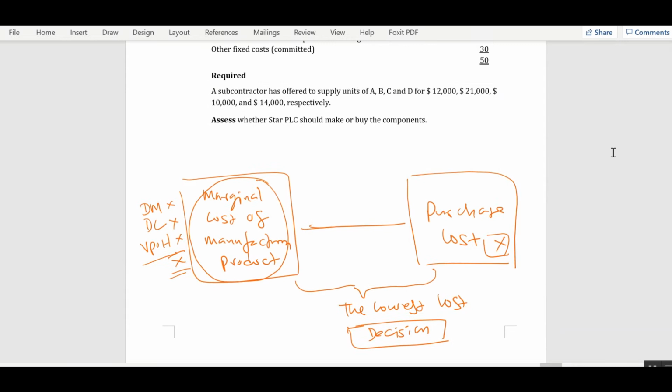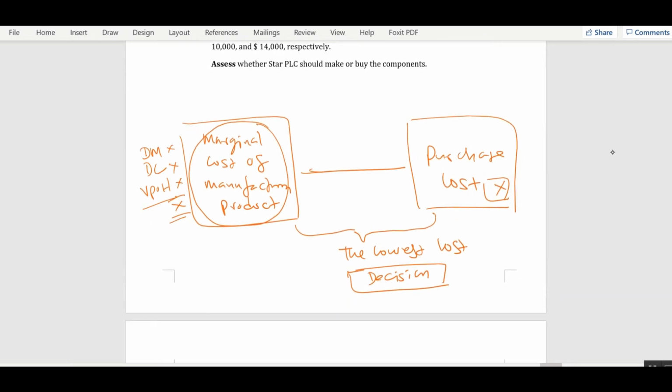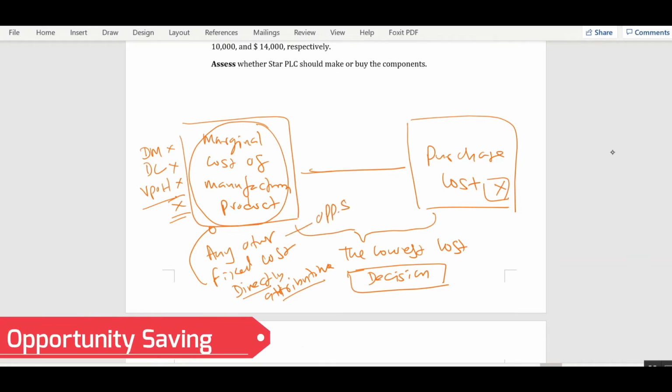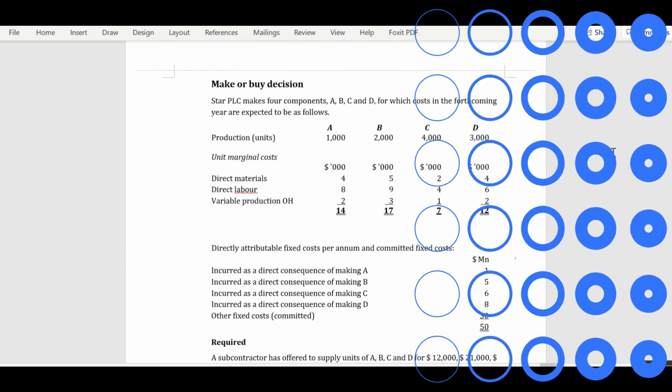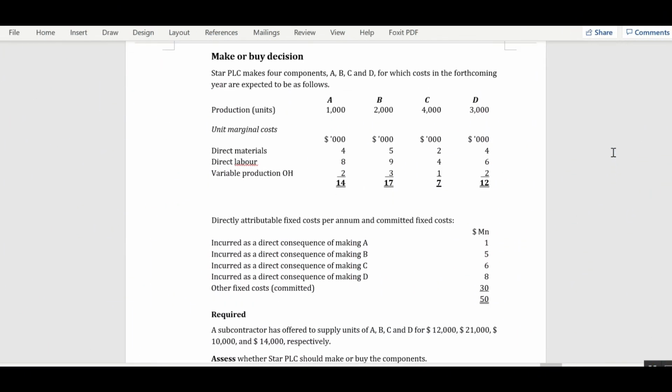So apart from that, when you compare these two costs, the marginal cost and the purchase cost, you need to find out any other fixed cost directly attributable to the manufacturing of this particular product. So that also we need to take into account because that will be an opportunity saving for our decision. So that will be a relevant cost. So that also you should take into account. So let's move on to the question. So let's go through the question.